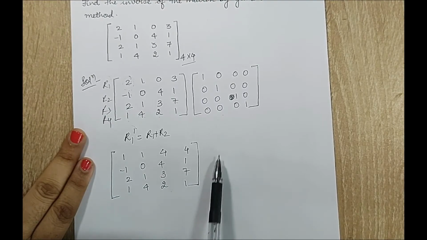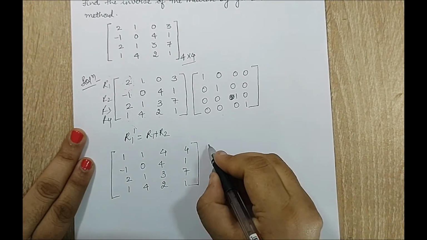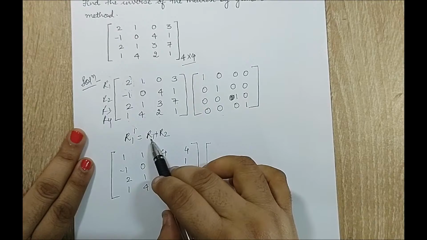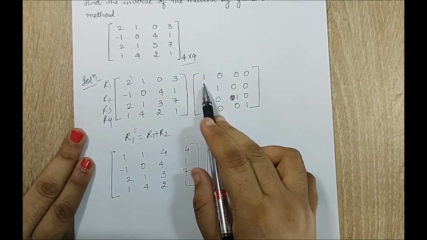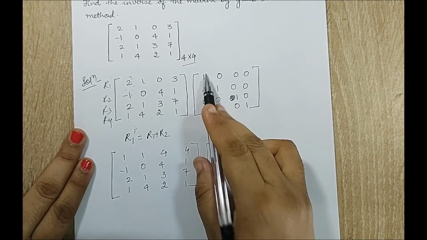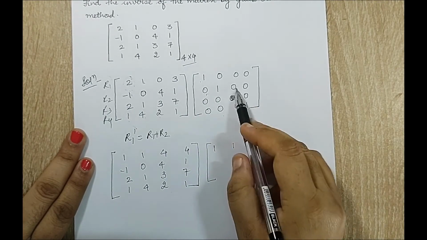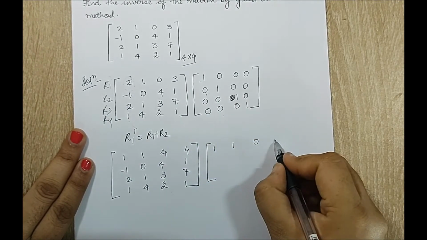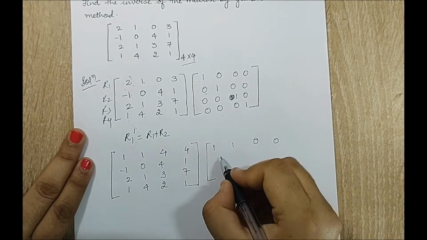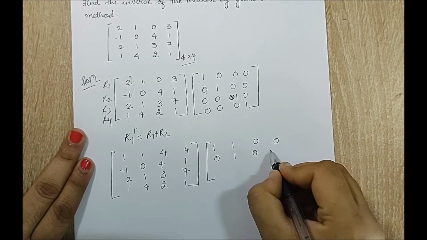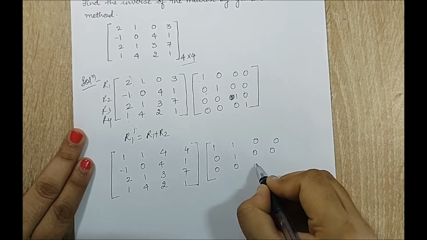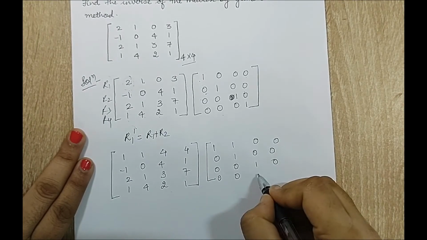Next, I am going to solve for this first row. It will undergo the same operation like this. So this will be R1 plus R2. So 1 plus 0 is 1, 0 plus 1 is 1, 0 plus 0 is 0 and 0 plus 0 is 0. Rest of the elements I'll simply copy down. So 0, 1, 0, 0, 0, 0, 1, 0, 0, 0, 0, 1.